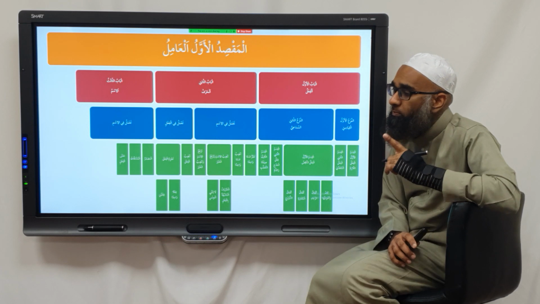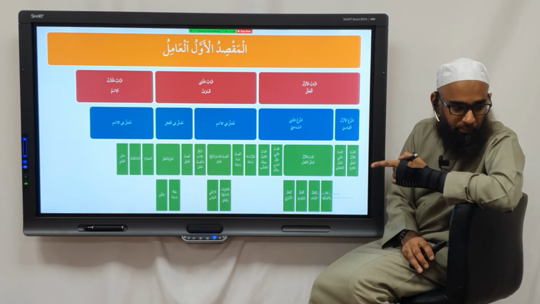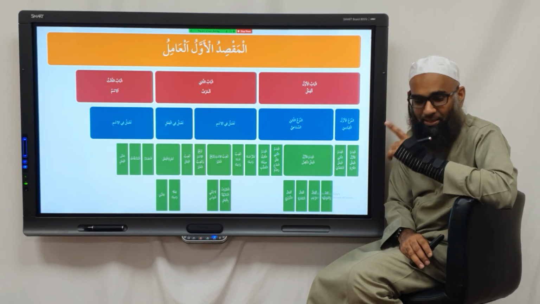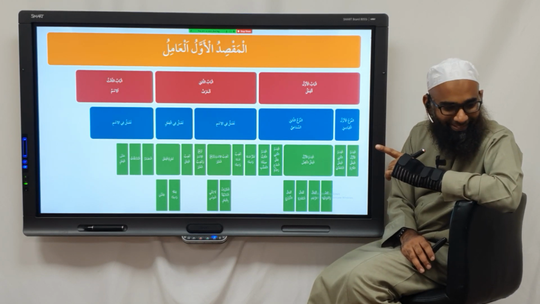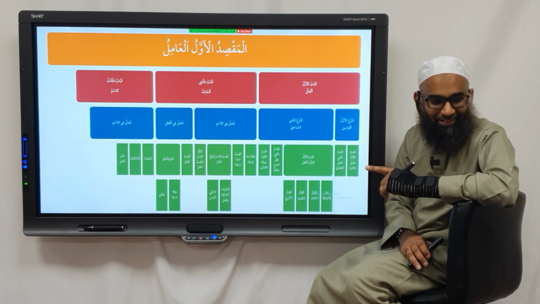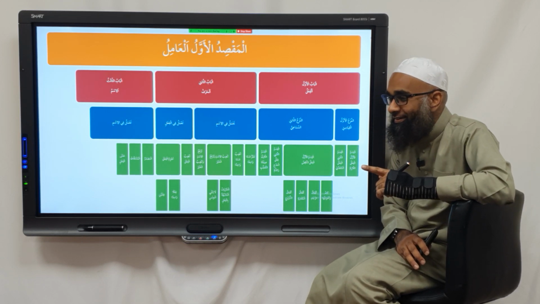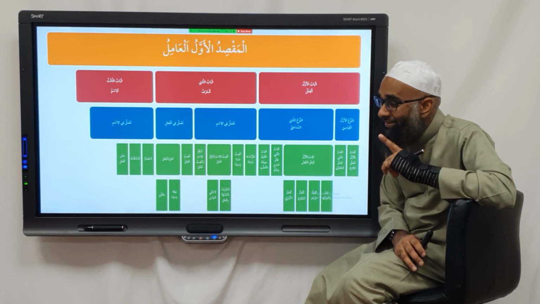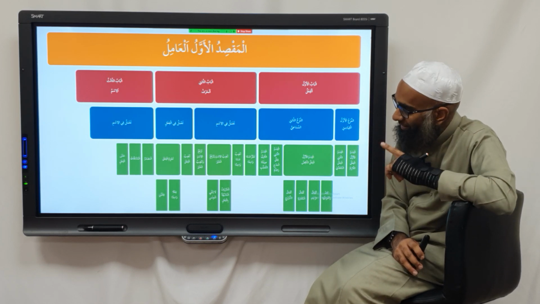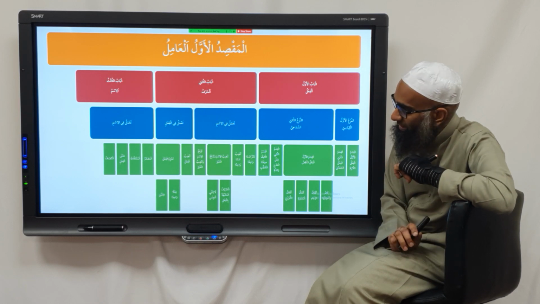The mudaf makes what mansoob? Nothing. What does it make majroor? Mudaf ilayh. And what does the ism al-mubham make? We haven't done this before, so I'm not sure. It makes the tamyiz mansoob. Yes? When you practice this, go over this next section.